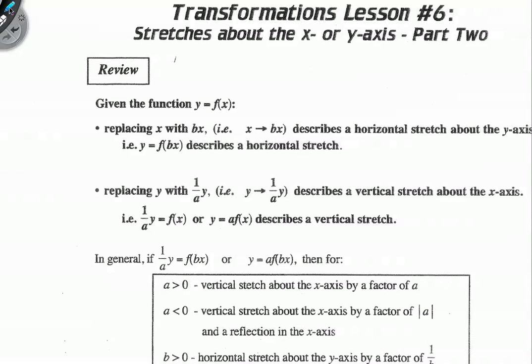So welcome to Unit 2 Lesson 6, stretches about the x or y axis part 2. This first part here is a little bit of a review, so I suggest you read over it and then we'll start with the lesson.